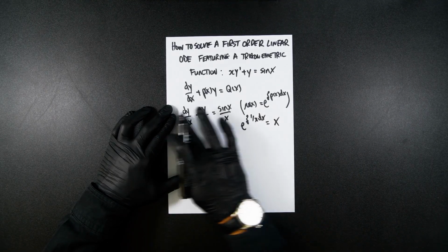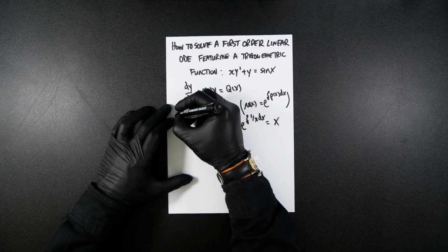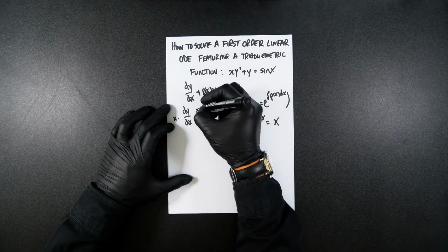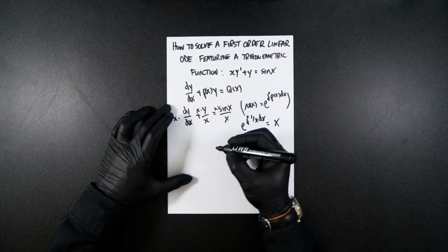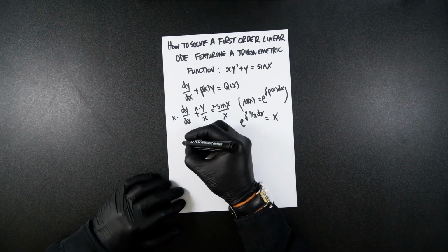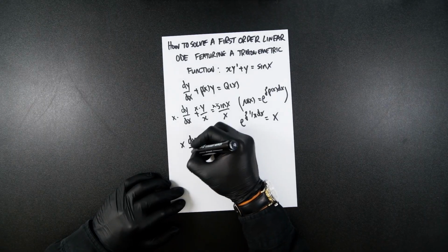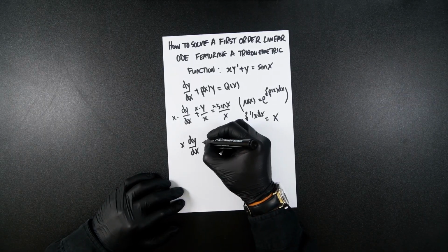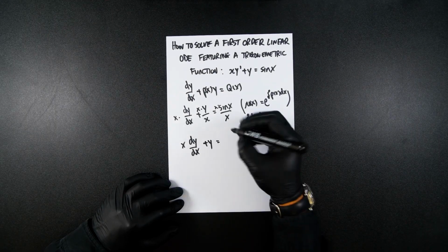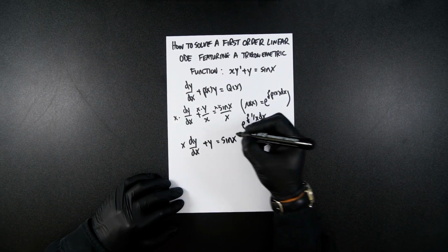So now you multiply everything through here by x. So that's going to be x, x, x. So you're now going to get x dy/dx plus y, which equals sin x.